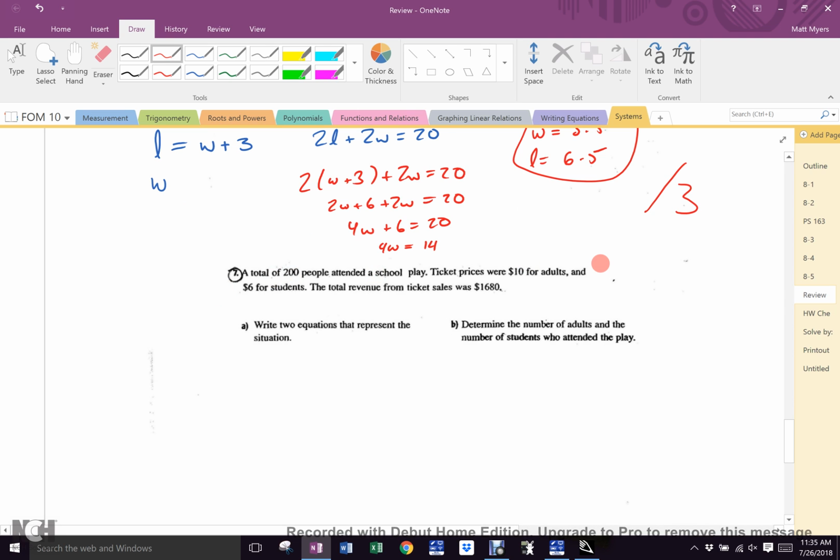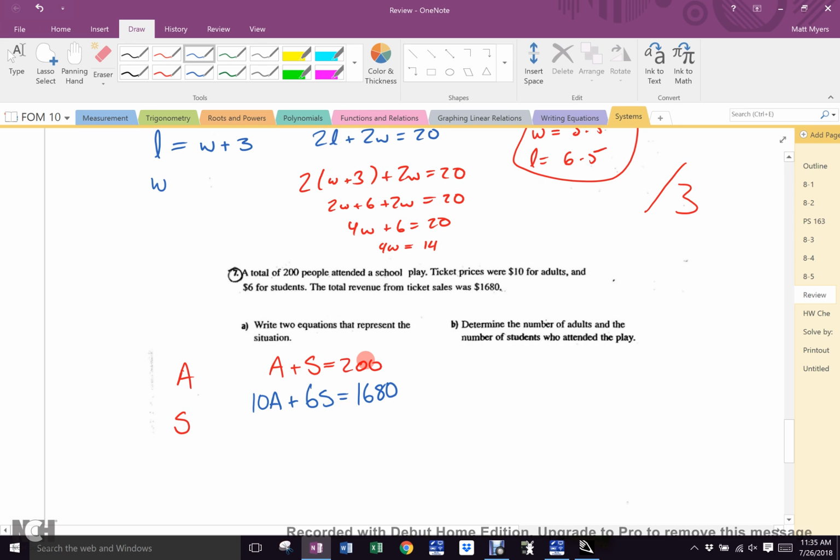What are the 2 things I'm counting in number 7? Adults, students. What do I know? 200 people attended the play. So what does that tell me? Adults plus students equaled 200. What else do I know? Ticket prices. How much were adults? 10 adults plus 6 students equaled how much money? 1680.